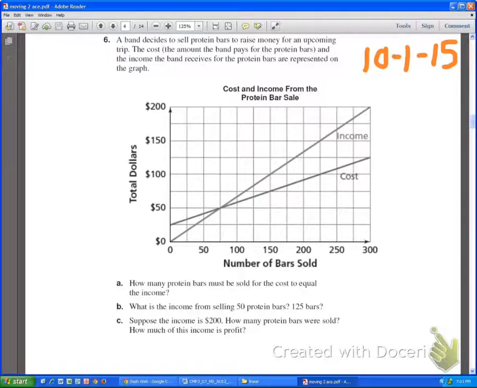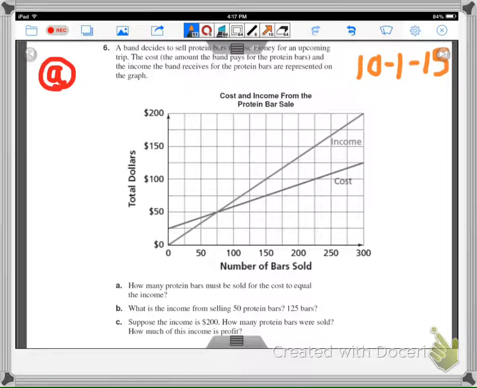We'll make this quick. A. How many protein bars must be sold for the cost to equal the income? When you look at the graph, you can see that this is the income line and this is the cost line, and where the two intersect is where the cost equals the income.